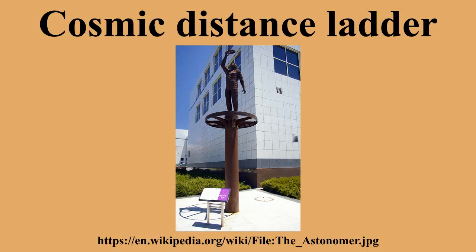Several methods rely on a standard candle, which is an astronomical object that has a known luminosity. The ladder analogy arises because no single technique can measure distances at all ranges encountered in astronomy. Instead, one method can be used to measure nearby distances, a second can be used to measure nearby to intermediate distances, and so on. Each rung of the ladder provides information that can be used to determine the distances at the next higher rung.